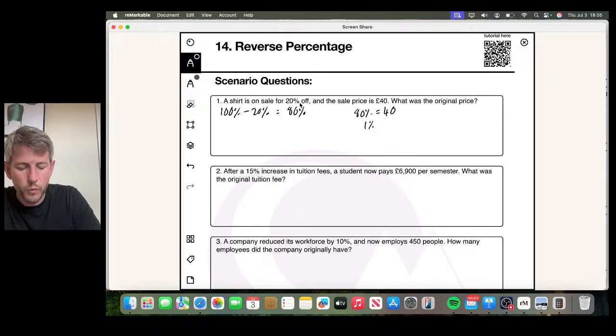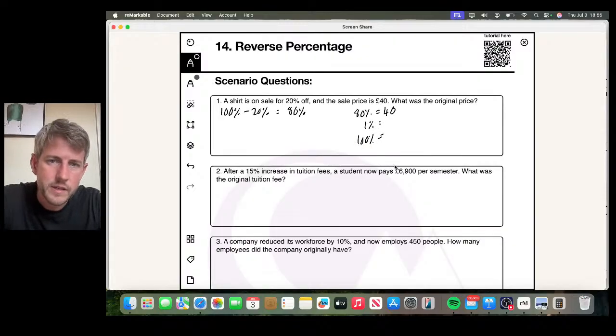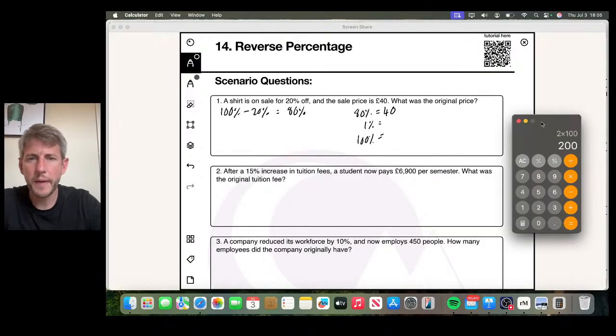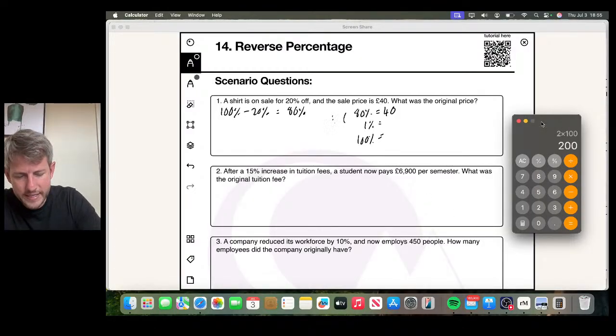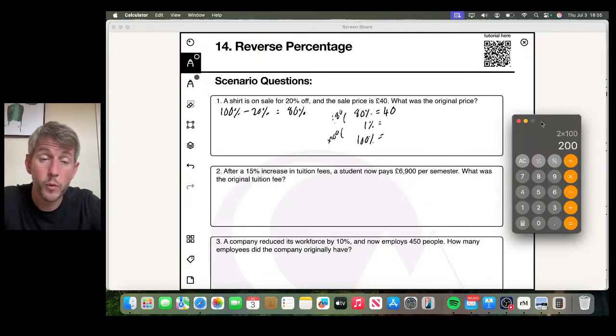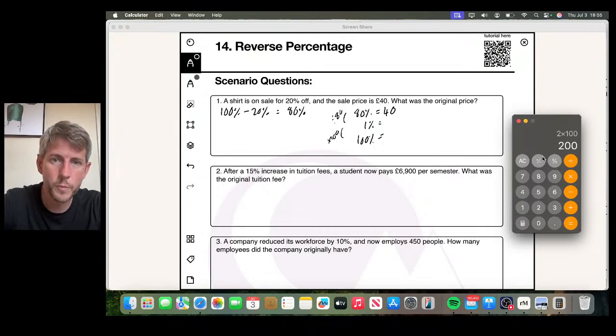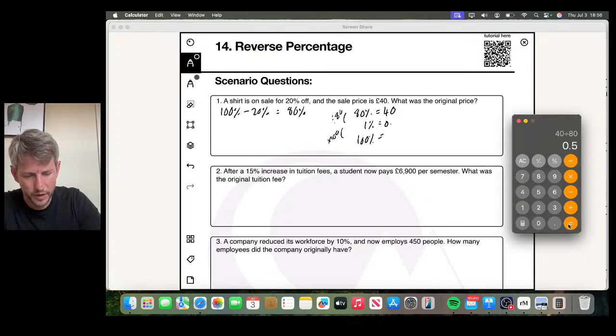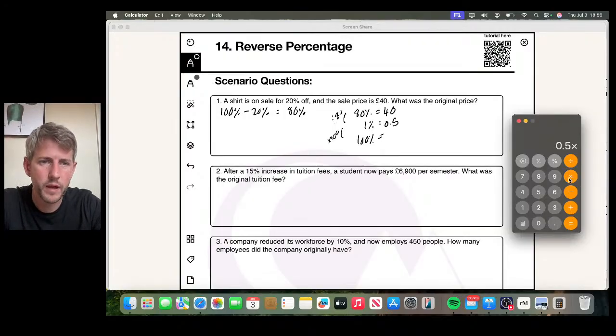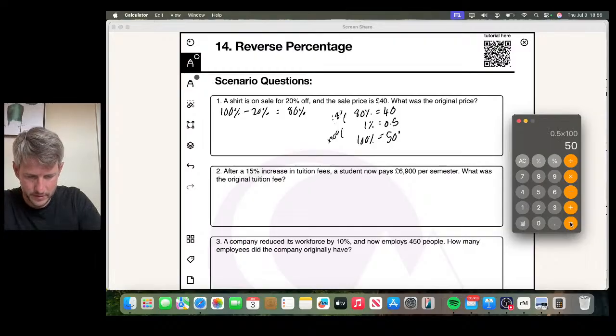So then we just need to find our 1%, and then we can find our 100%. Okay, so to go from 80 to 1, this is divide 80, and then times 100. And because this is directly proportional, we just do the same thing to both sides. So we do 40 divided by 80. So that means that 1% is 0.5. And then if we times this by 100, that gives us £50. There we go.